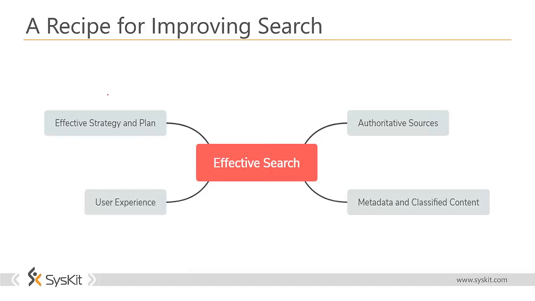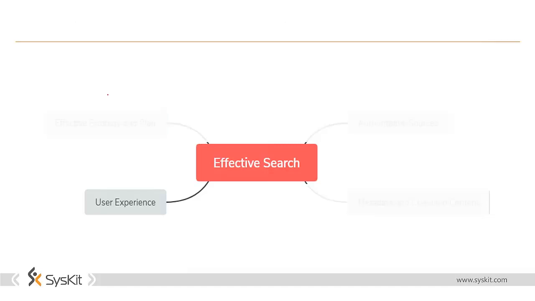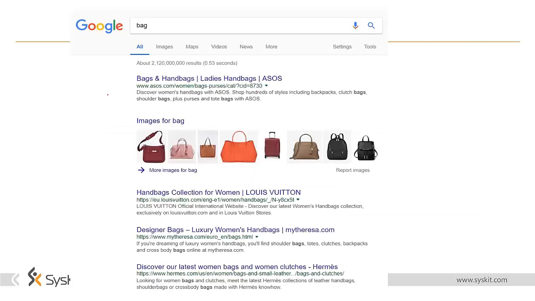And last but not least, definitely you have to have an effective strategy and plan of what you want to achieve, what milestones you have, and of course how to get there. So let's start with the user experience first. When I talk about user experience, I really like showing this example from Google. Everyone knows Google. Everyone knows how to use it. And almost everyone says they want to have a Google-like search experience.